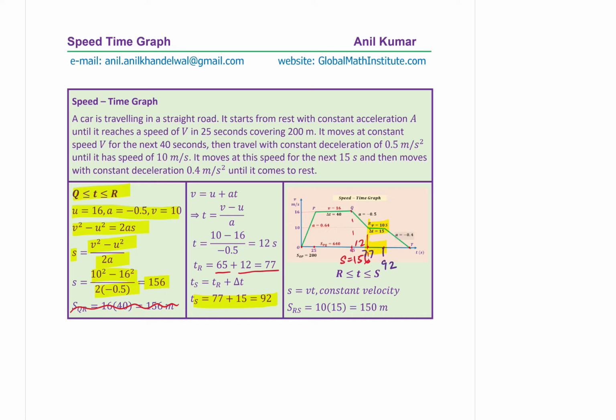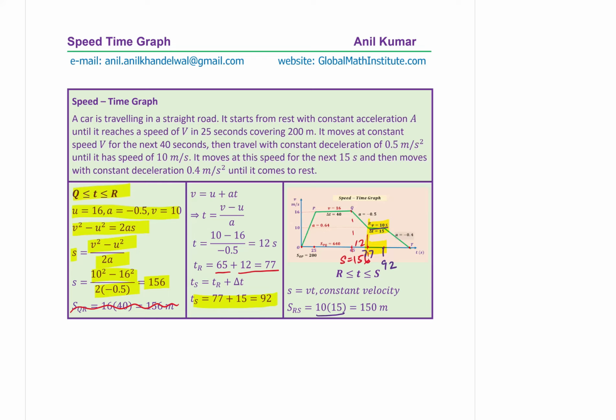We have also calculated the distance traveled up to this portion. Distance traveled for the constant speed portion is 10 into 15, since that is the duration when it is moving with this velocity of 10 meters per second. So the total distance covered here is 150 meters. So with that, we reach at the point S, correct?